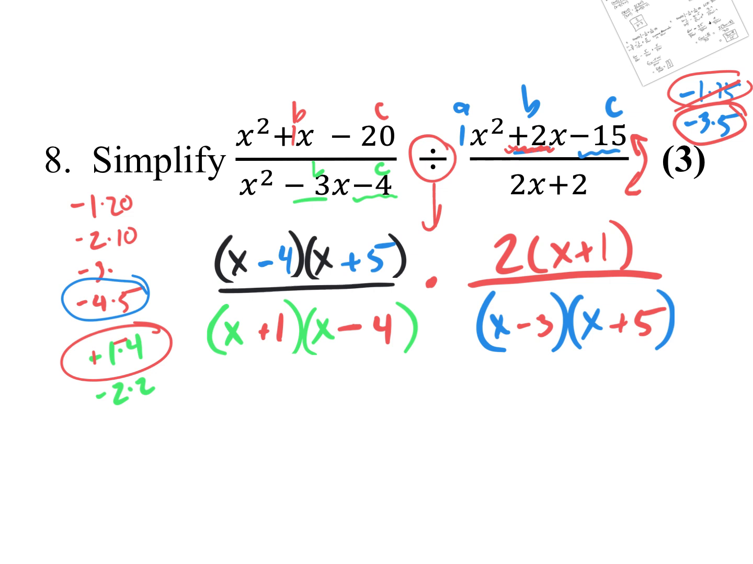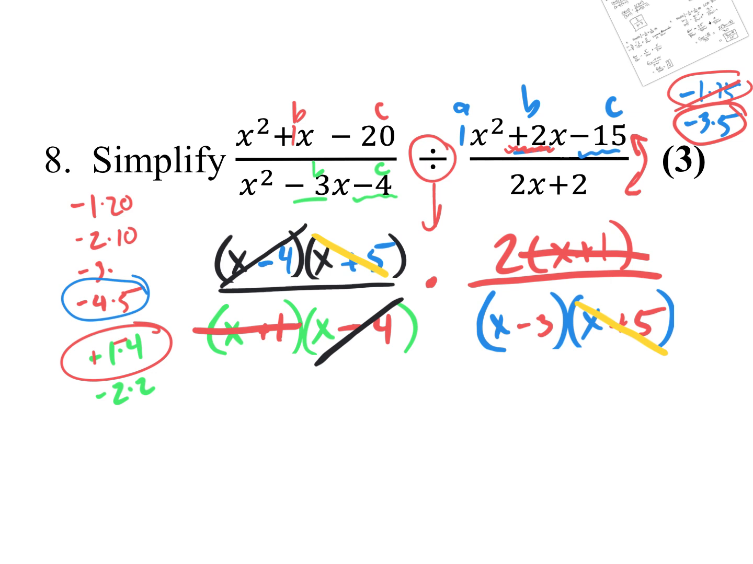So now that everything's factored, now that we have a bunch of multiplication, now we could cancel out anything that's identical on top and on bottom. So we do have the x minus 4 with the x minus 4. We also have this x plus 5 with that x plus 5. It doesn't have to be directly on top of each other. It could be one on the numerator on the first fraction and the denominator of the second fraction. What else do we have? We also have the x plus 1 down here and the x plus 1 up here.